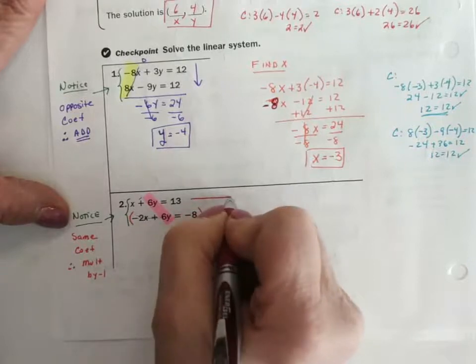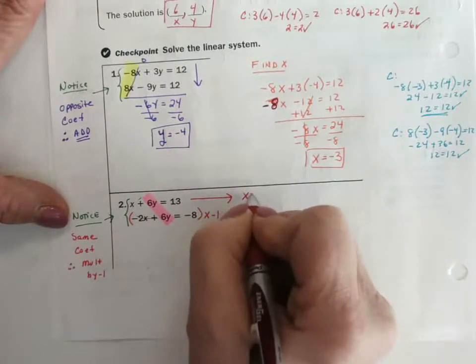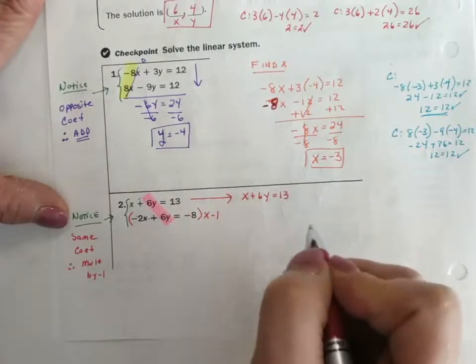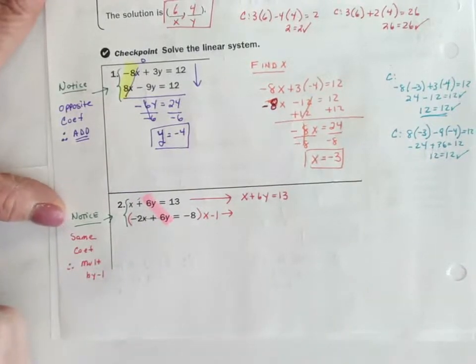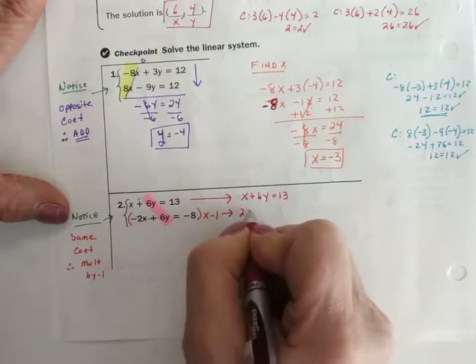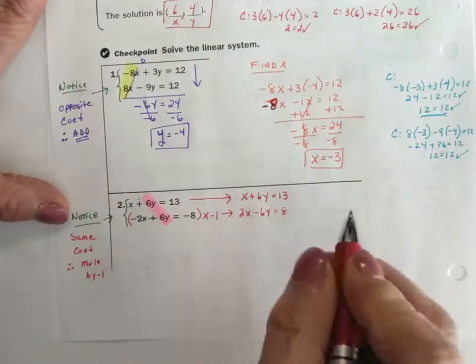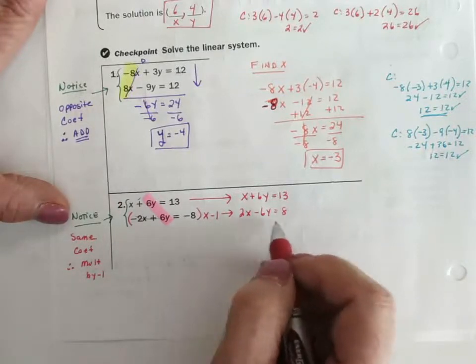We bring this equation over. We don't do anything to it. You multiply the other by -1. Make sure that you're doing it correctly. And if you multiply all three of these terms by -1, you should get this.